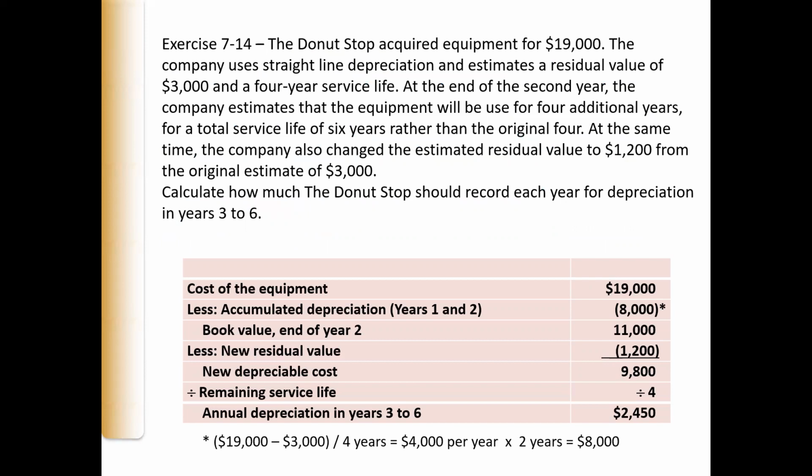At the end of the second year, the company estimates that the equipment will be used for 4 additional years, for a total service life of 6 years rather than the original 4. At the same time, the company also changed the estimated residual value to $1,200 from the original estimate of $3,000. How much should the donut shop record each year for depreciation in years 3 to 6?